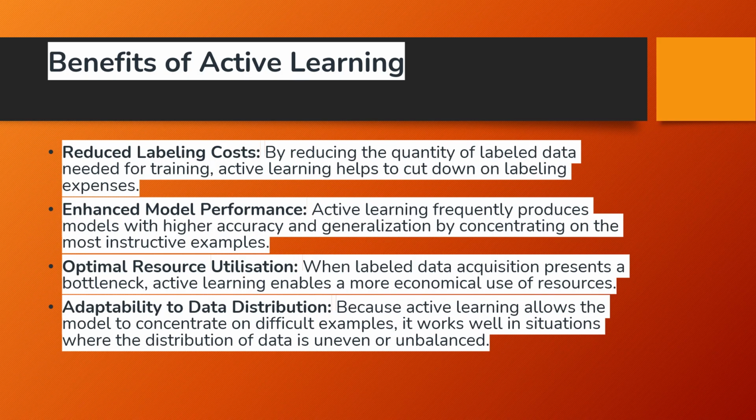What are the main benefits of active learning? Reduced labeling cost, enhanced model performance, optimal resource utilization, and adaptability to data distribution. We'll see them elaborately. Reduced labeling cost: by reducing the quantity of labeled data needed for training, active learning helps to cut down on labeling expenses. Enhanced model performance: active learning frequently produces models with higher accuracy and generalization by concentrating on the most instructive examples. Optimal resource utilization: when labeled data acquisition presents a bottleneck, active learning enables a more economical use of resources.